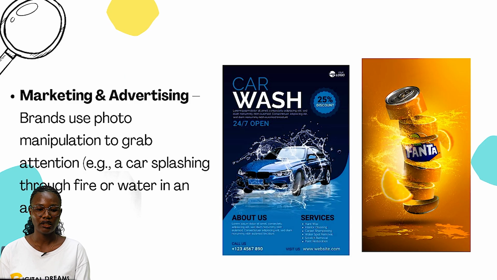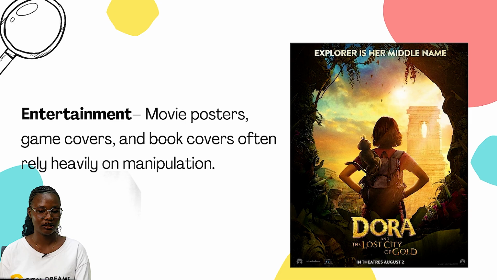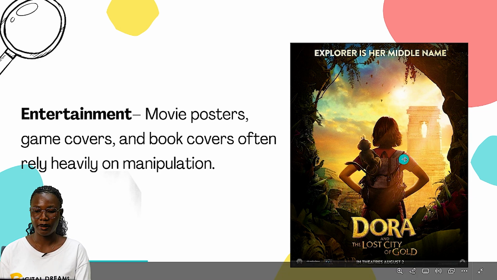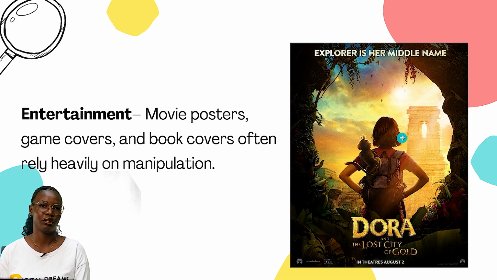The next one is entertainment. Movie posters, game covers, and book covers often rely heavily on manipulation. Just like we have here, Dora and the Lost City of Gold. This movie poster right here has some photo manipulation to it.